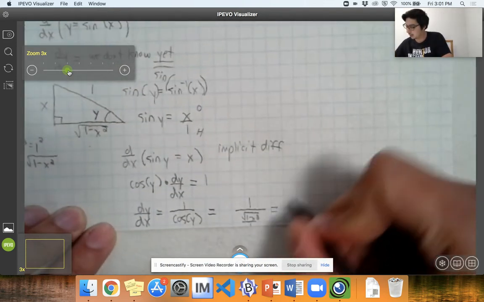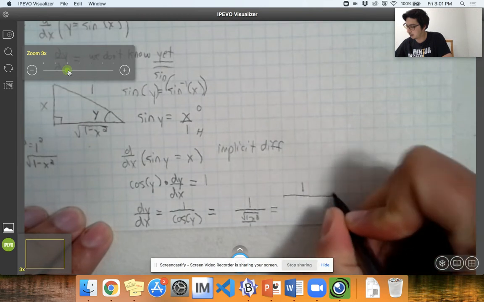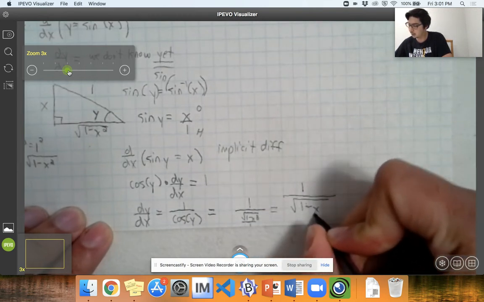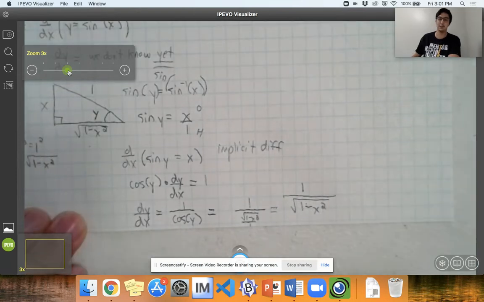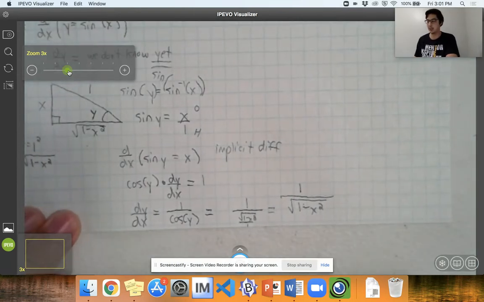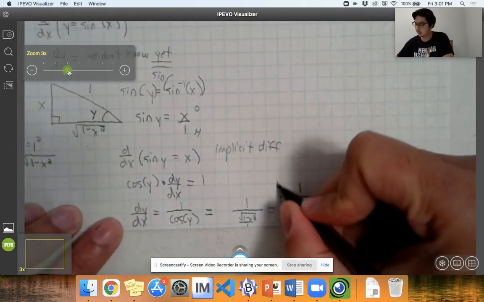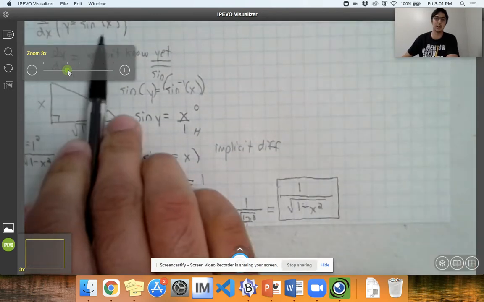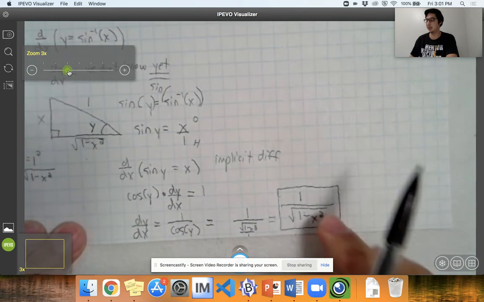So what you end up getting here is, I'm going to write it up here, 1 over 1 won't matter, so it's just the square root of 1 minus x squared, because that's the cosine of y. And there you have it. This right here is the derivative of arc sine of x, or the inverse sine of x.